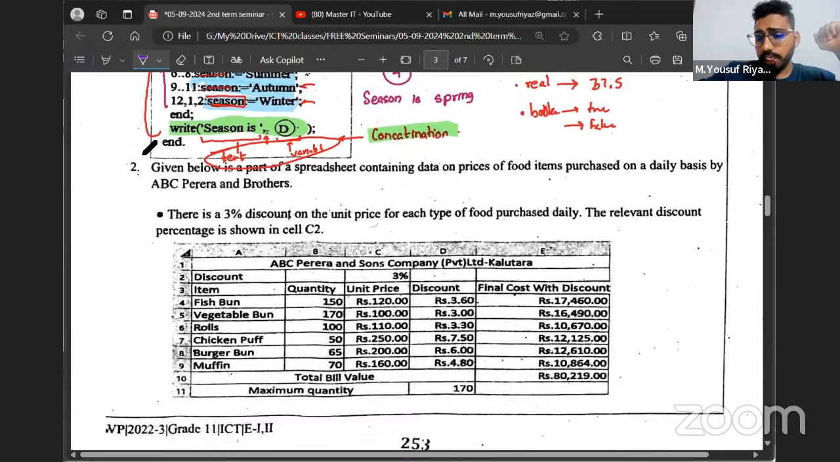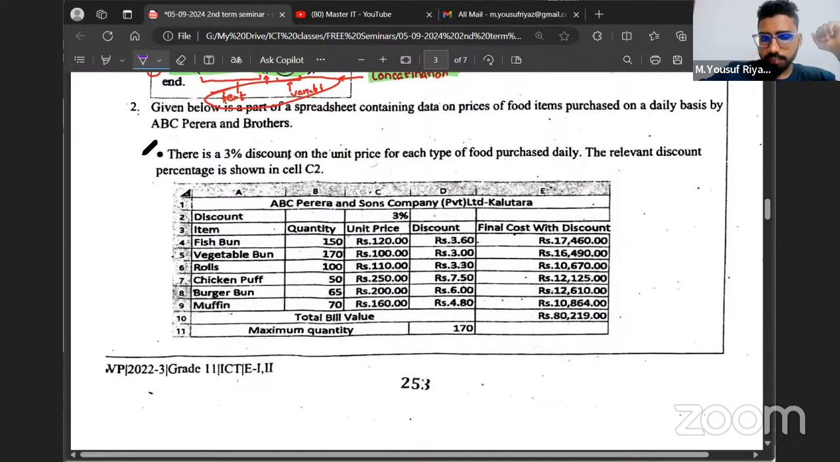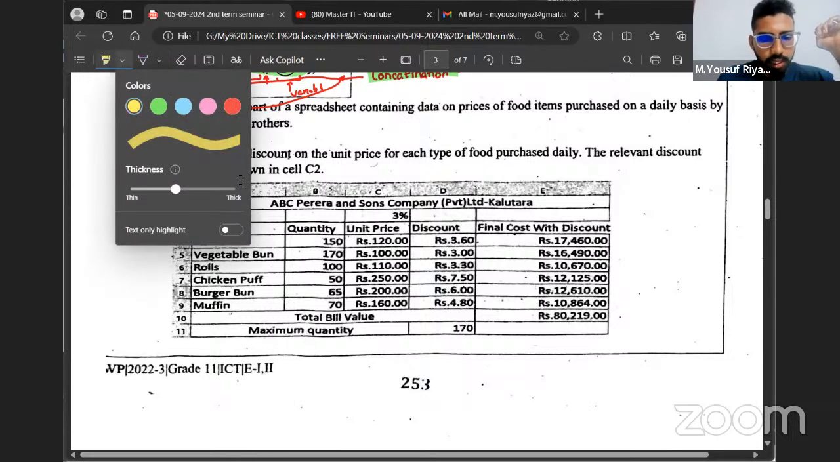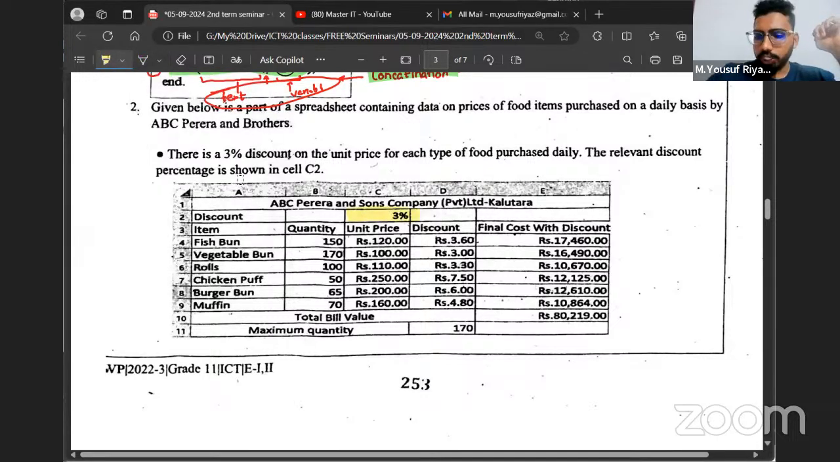Make sure you revise your text. Given below is a part of a spreadsheet containing data on the price of food items purchased on a daily basis by ABC Pereira and Brothers. There is a 3% discount on the unit price for each type of food purchased daily. The relevant discount percentage is stored in cell C2. So C2 has the discount percentage mentioned in that question.